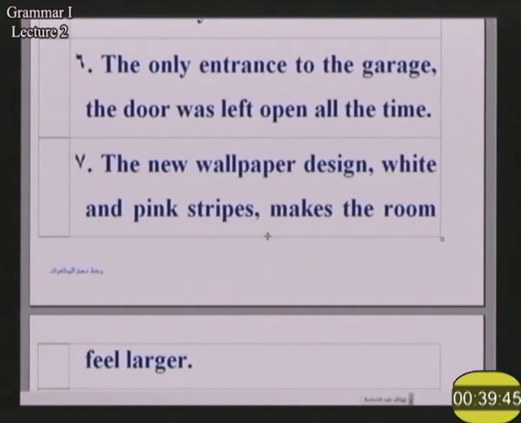يبقى الجملة هي إيه؟ The subject is the new wallpaper design. وأهم كلمة طبعا هي design. Makes the room feel larger. Makes verb, the room object وهكذا. طيب يبقى white and pink stripes, the opposite. The sentence is correct.